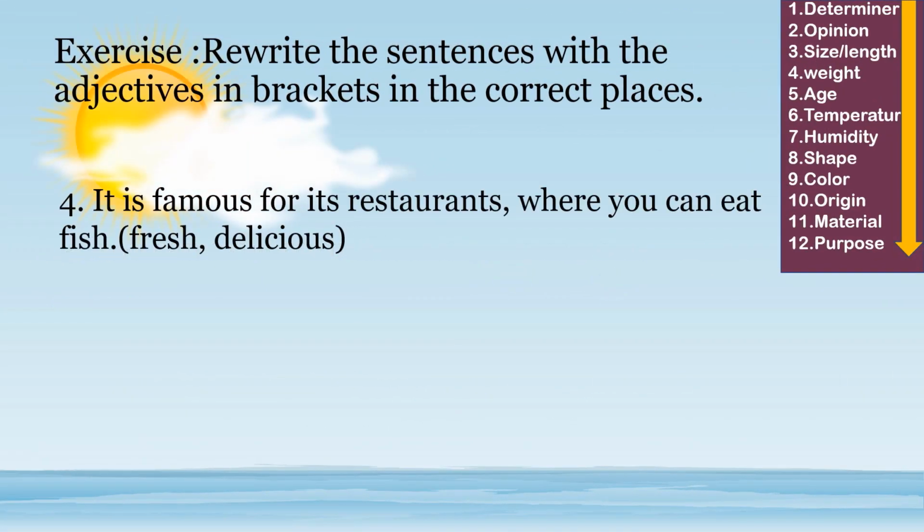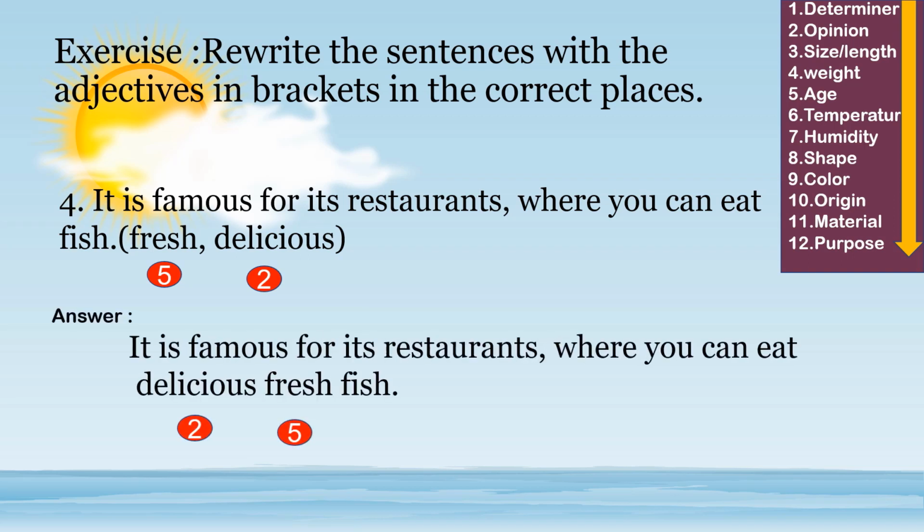Okay, let's try number 4. It is famous for its restaurants where you can eat fish. The adjectives in brackets are fresh and delicious. So let's place these adjectives in the correct positions. So let's see, fresh. Fresh is age, so it's number 5. And delicious is opinion, so it's number 2. So delicious must come before fresh. So the correct sentence is, it is famous for its restaurants where you can eat delicious fresh fish.